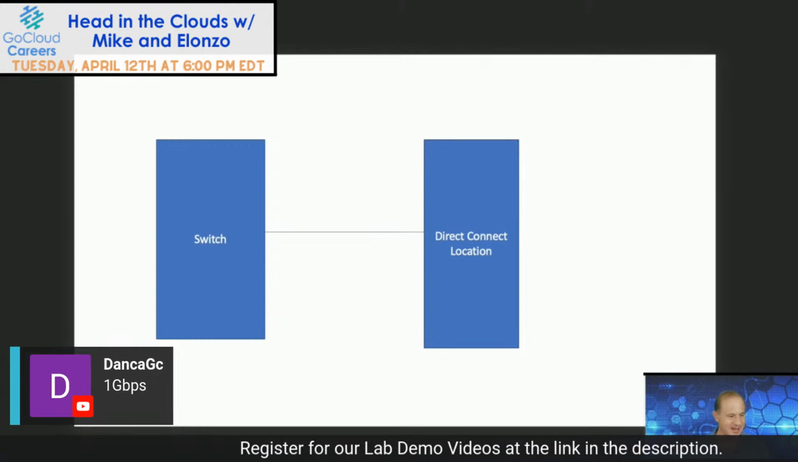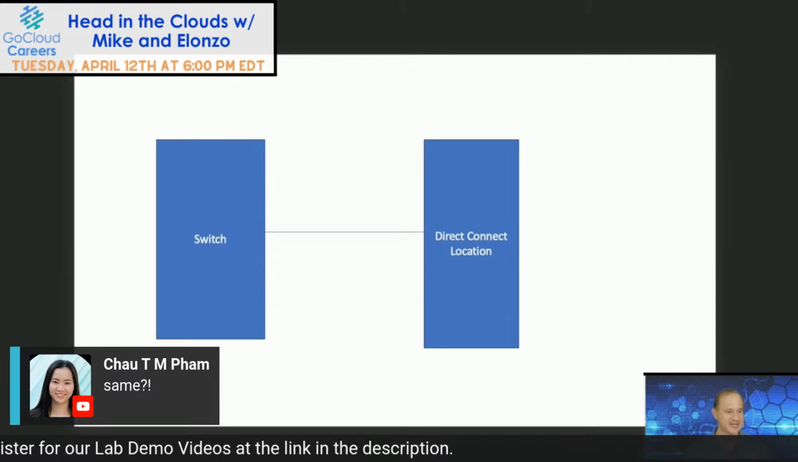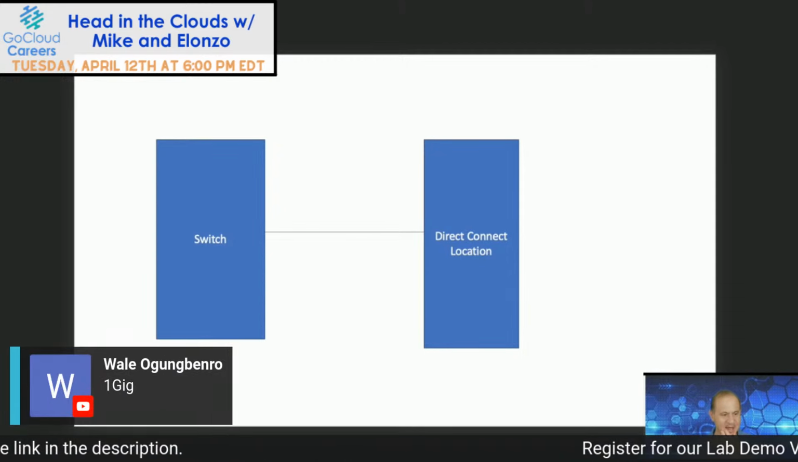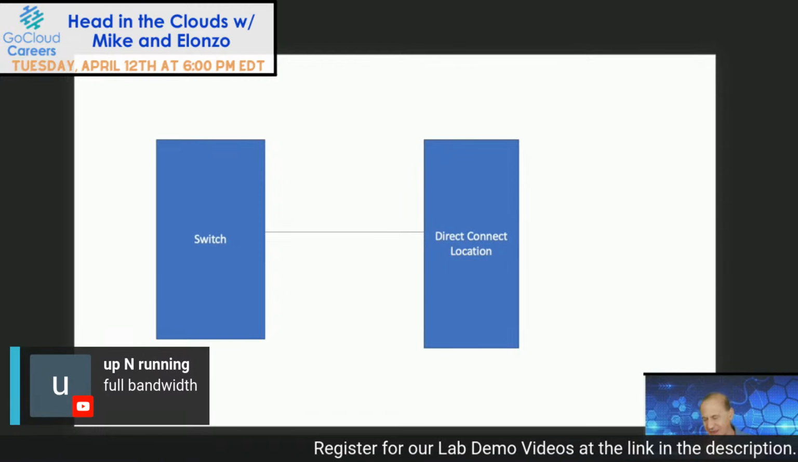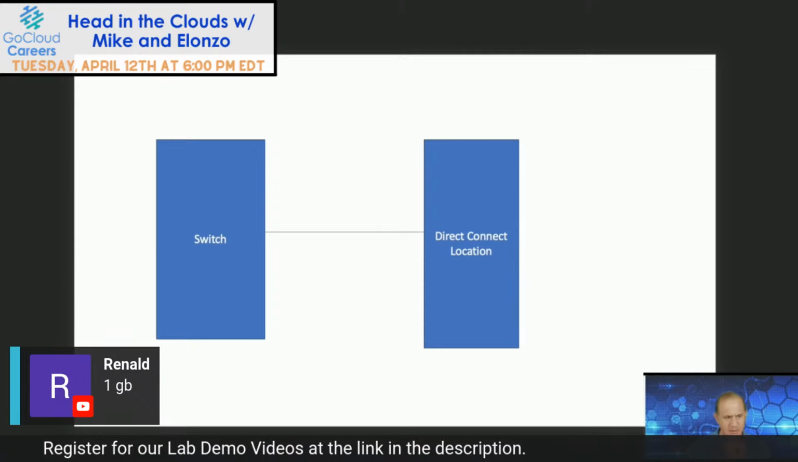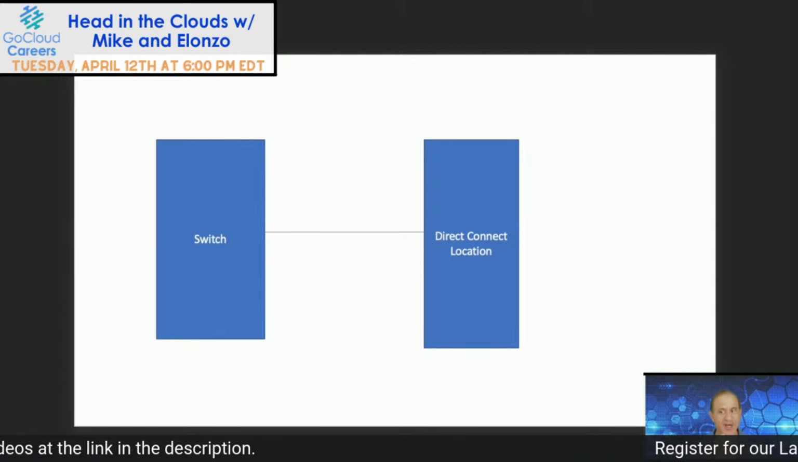Okay, Danica, yes. With a gigabit connection, we get a gigabit. Brian, exactly. 1 gigabit connection, we get a gigabit. A gigabit, yes. Good job, Wally. Okay, now we get a gig. Good. You guys get it. Oh, wait a second. What if I need 2 gigs? Do I have a problem? Yeah.